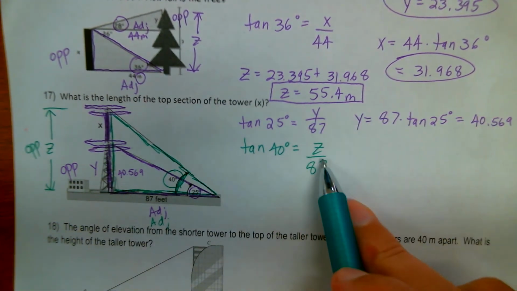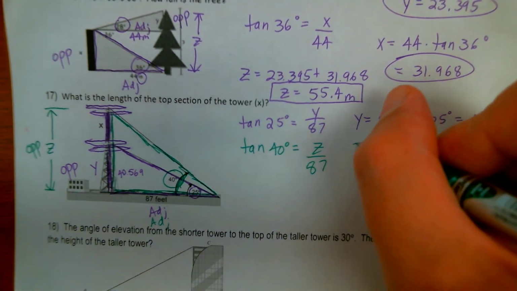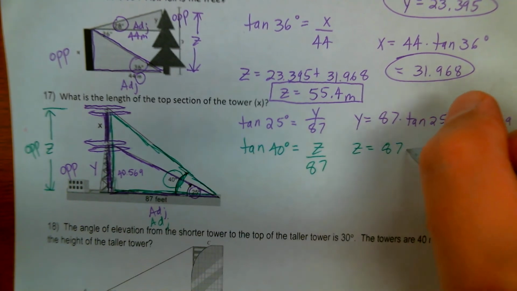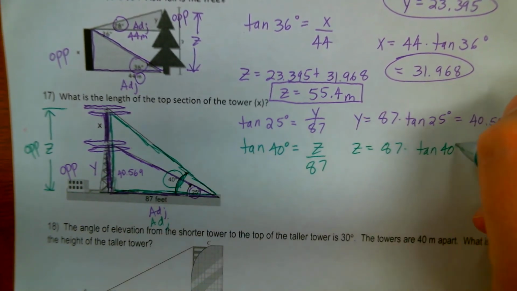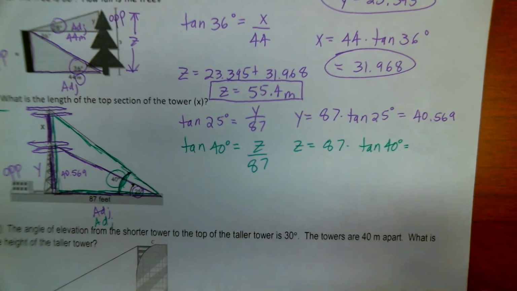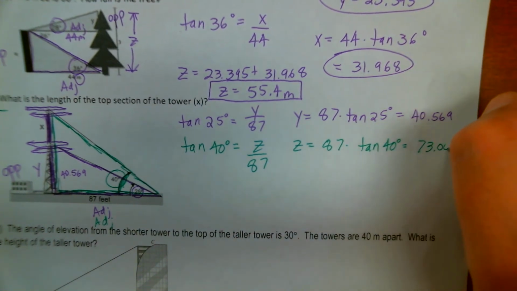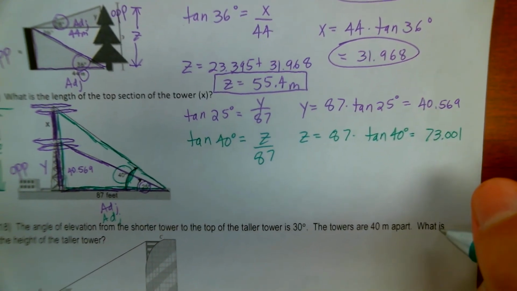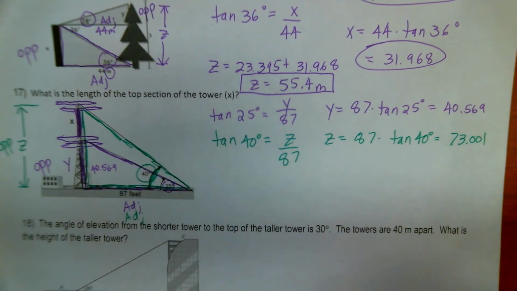Same thing, variables in the top. So I'm going to multiply those. So Z is 87 times the tangent of the larger angle, 40 degrees. That comes out to be 73.001. Okay, and now I'm ready to go find X.